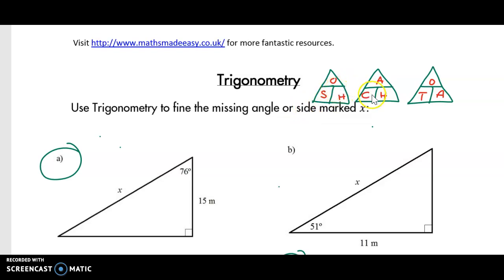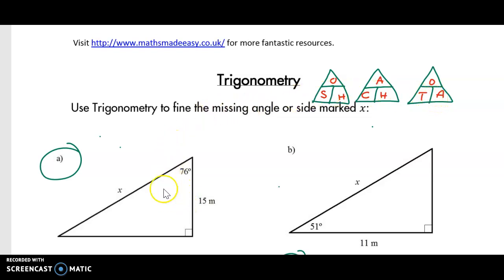So step number one is always to draw these triangles out at the start of the exam paper or question paper. I remember it as SOHCAHTOA, okay? And remember I've only used the initial letters, but this means sine of the angle: opposite, hypotenuse; cos of the angle: adjacent, hypotenuse; tan of the angle: opposite, adjacent, okay?